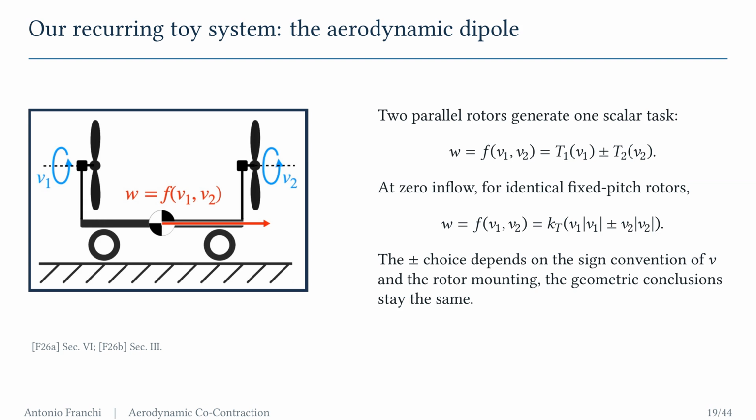The aerodynamic dipole consists of two parallel rotor contributions generating one scalar force task. Depending on mounting and sign convention, the two thrusts contribute cooperatively or antagonistically. At zero inflow, the task is a signed sum of the squared rotor speeds. This minimal two-input one-task map will be used repeatedly to expose the geometry and the physical effects of co-contraction.